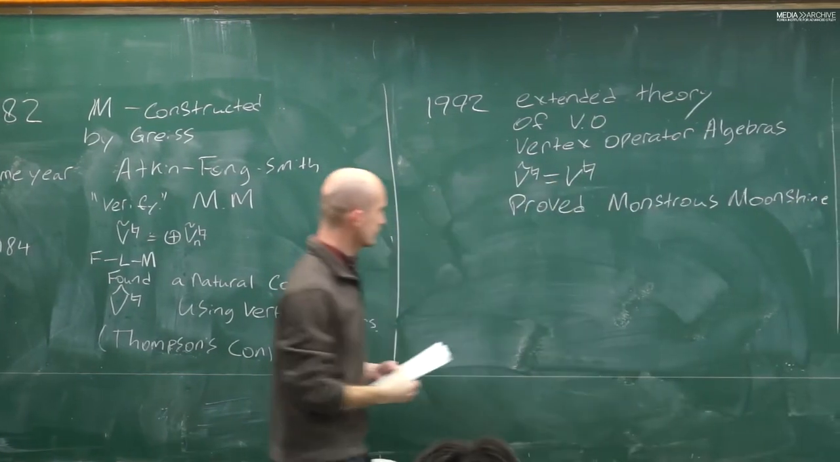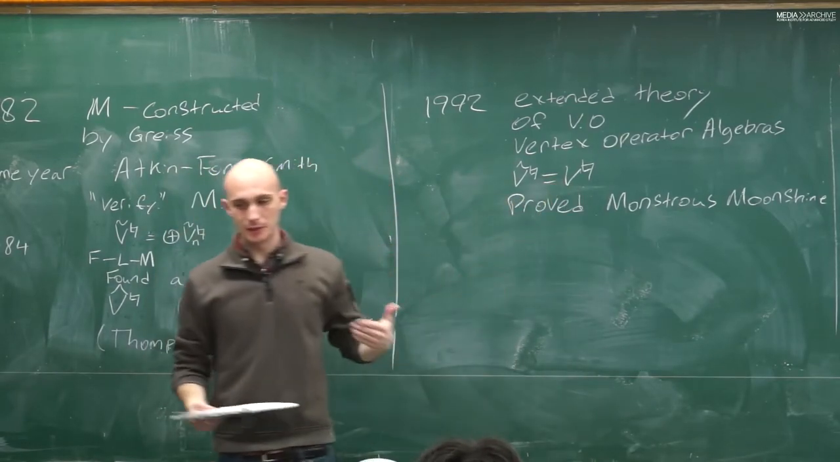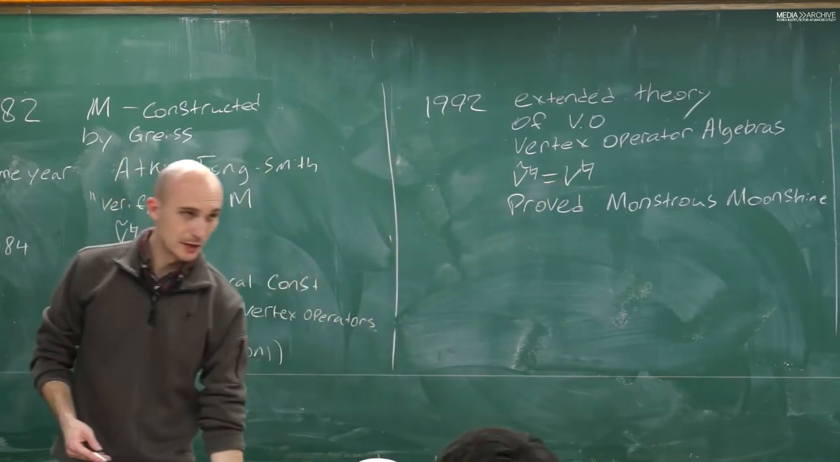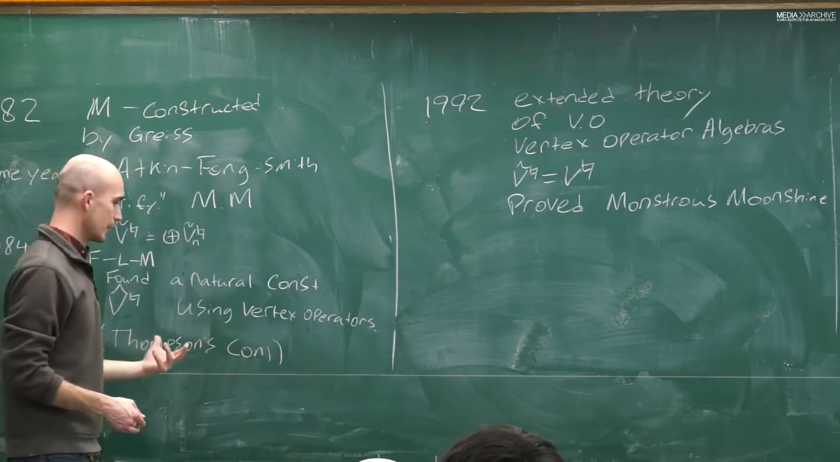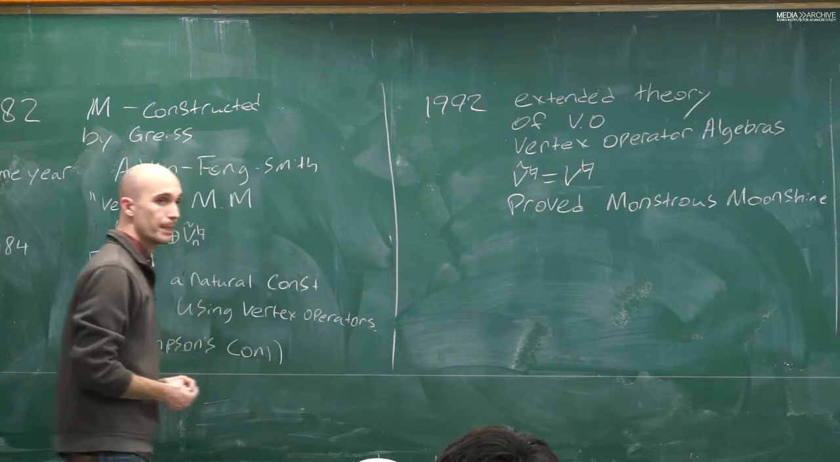Okay. So he was able to show more than just that the graded dimensions gave the coefficients of the J function, but the traces at the other elements of the monster group would give the other McKay-Thompson series.